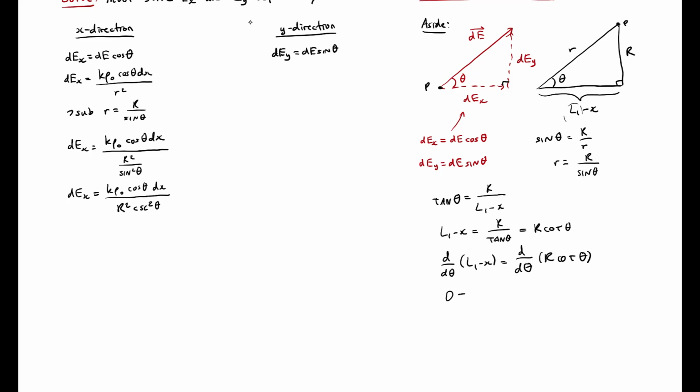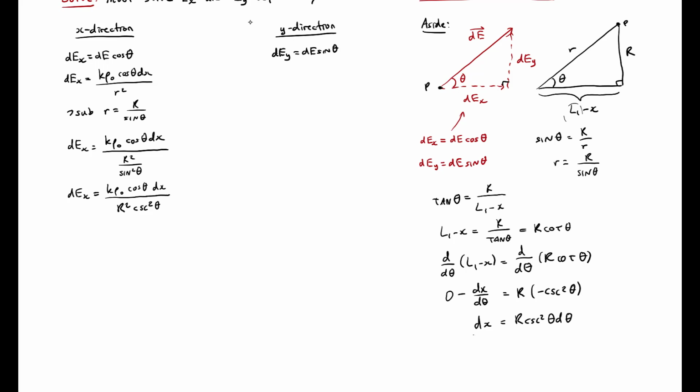We have 0 minus dx over d theta is equal to r cosecant squared, oops, not positive. r times the derivative of cotangent of theta is actually negative cosecant squared of theta. So now I have minus dx over d theta is equal to minus r cosecant squared theta. So the negatives cancel out and I get dx is equal to r cosecant squared theta d theta.